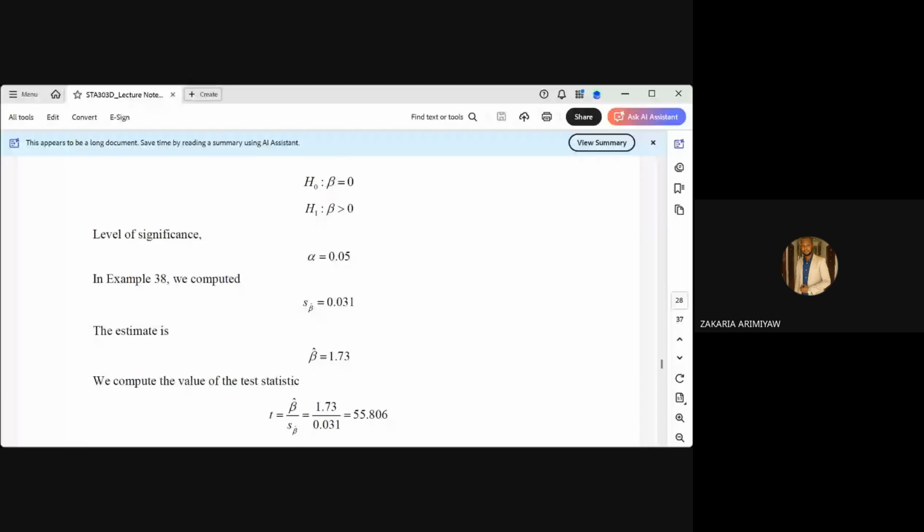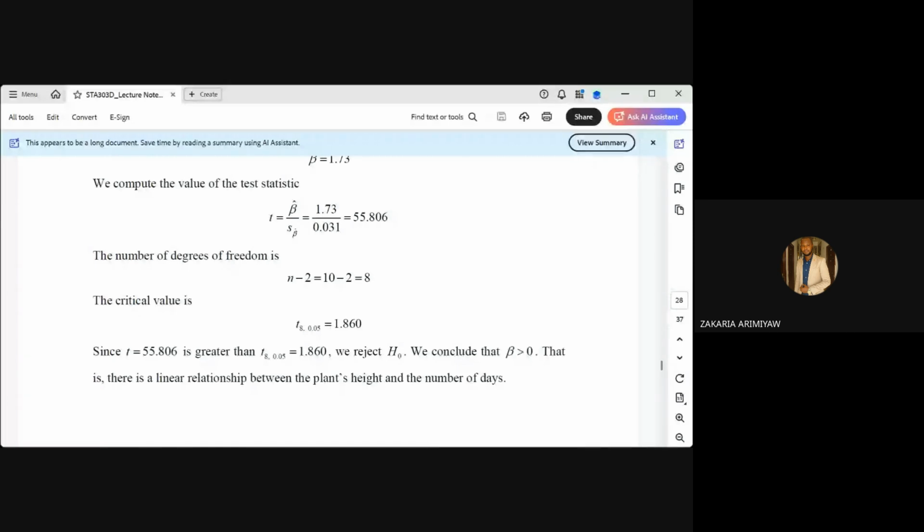So let's look at the critical value. We have alpha to be 0.05. Let's calculate the degrees of freedom, which is n minus 2. In this case, it's going to be 10 minus 2, which is 8. So degrees of freedom is 8.